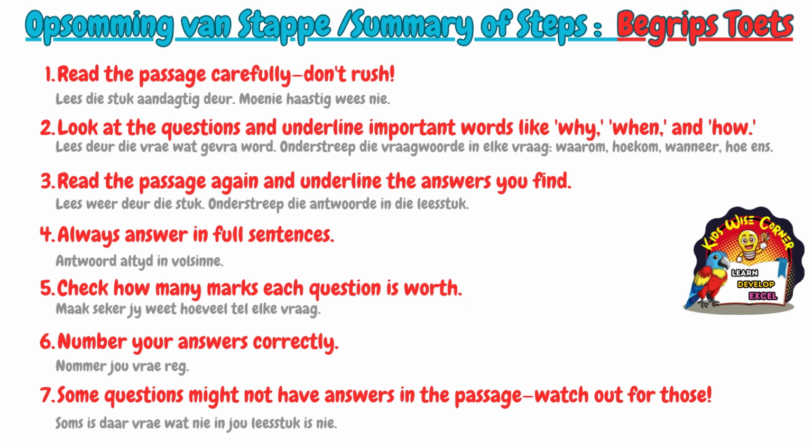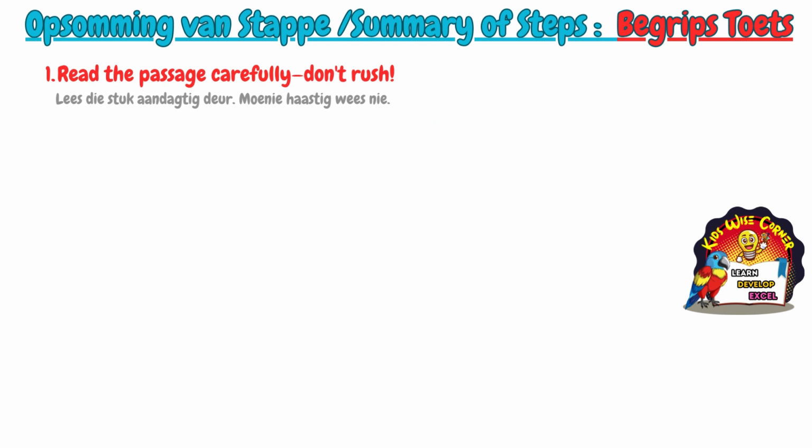Today we're learning how to easily answer a comprehension test. Let's get started. Here is a summary of steps explained in English and Afrikaans. Step 1. Read the passage carefully, don't rush. When you get your comprehension test, the first thing you need to do is read the passage carefully. Don't rush, take your time and make sure you understand what's happening.